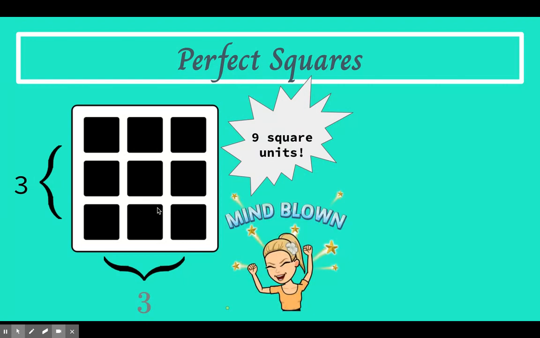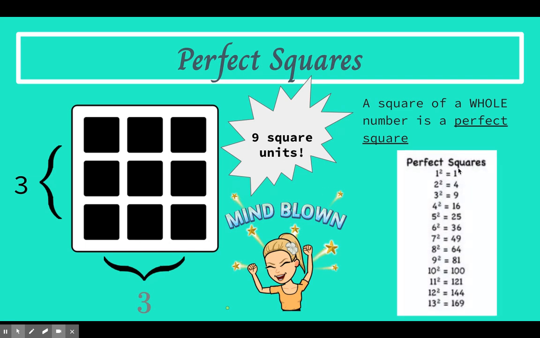Mind blown, right? Okay, so one of the things you're also going to be looking at in this section is what's called a perfect square, okay? And we have lists of perfect squares. 9 is our example here. 9 is a perfect square, and it is a perfect square because it's the square of 3. 3's here, 3's here, and we get 9.